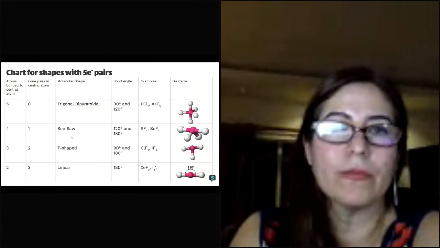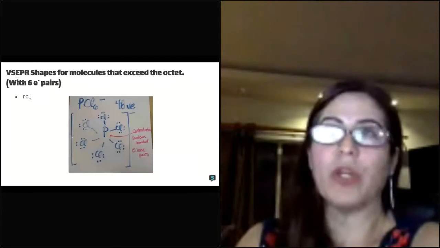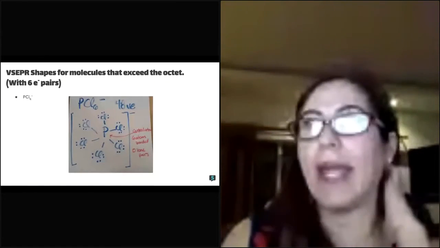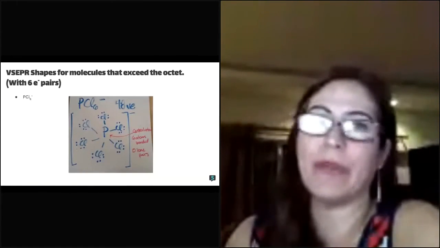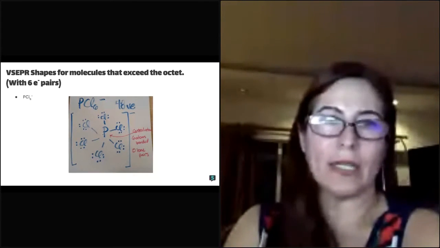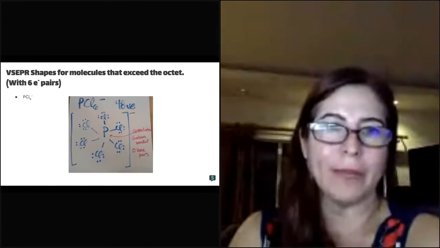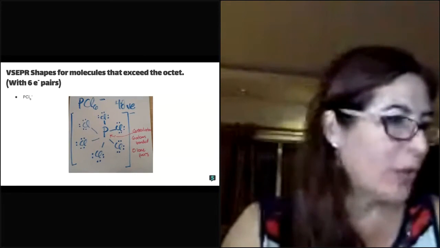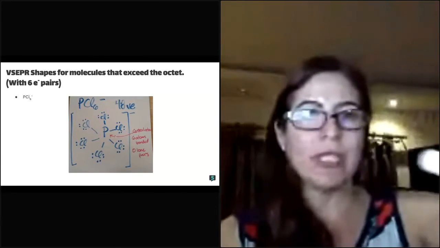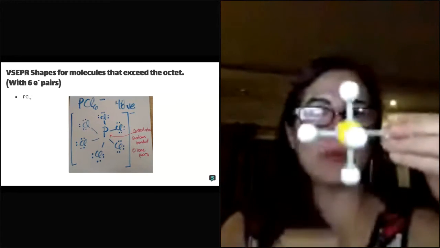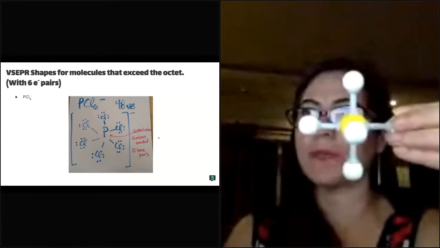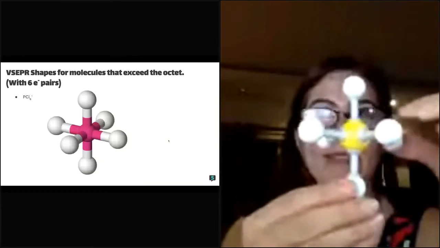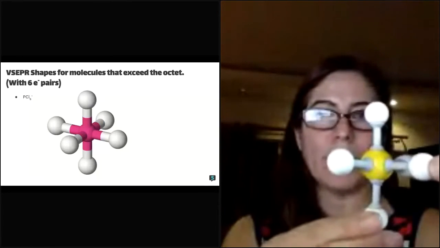Okay, we're going to move on. Now we're going to see molecules with 6 electron pairs, and we have this one. Again, phosphorus is able to exceed the octet because it's in period 3. So this one will have 6 atoms bonded to it with 0 lone pairs. And using the model, this one is called an octahedron, which will look like this. Let me organize it as in the diagram. Okay, like this.